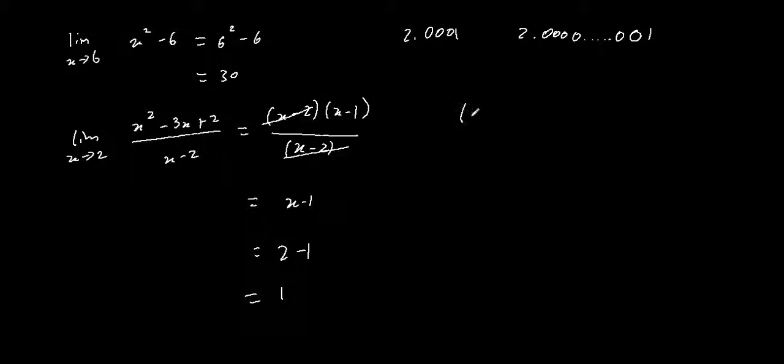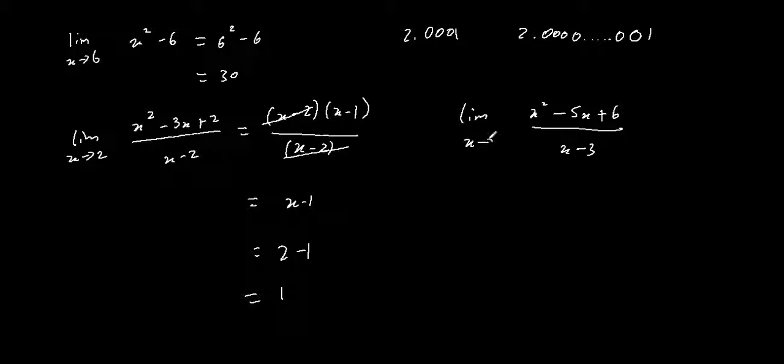If I take the limit as x approaches... wait, I'll get my function here first. x squared minus 5x plus 6, all over x minus 3.